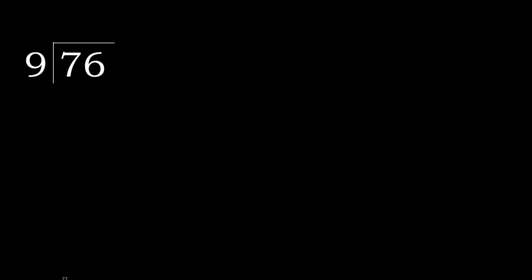76 divided by 9. 7 is less, therefore take the next digit. 76 is not less, therefore we work with 76. 9 multiplied by which number is nearest to 76, but not greater? 9 multiplied by 9 is 81. 81 is greater. Multiply by 8, 72 is not greater.